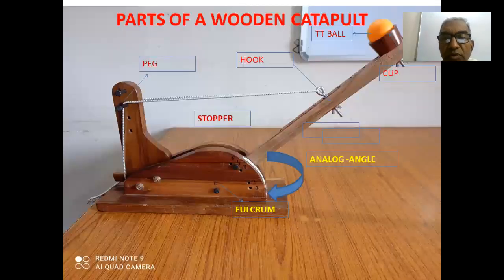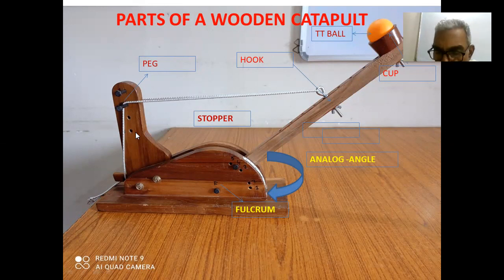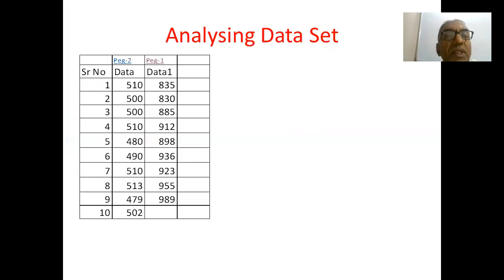This is the Catapult which you have used previously, and this is the arm which is pulled down and then released, so that this arm hits this stopper and it throws the ball. These are the two data sets. One is at peg 1 and the other is at peg 2, and these are the distances of throws in millimeter. This is the output response variable.